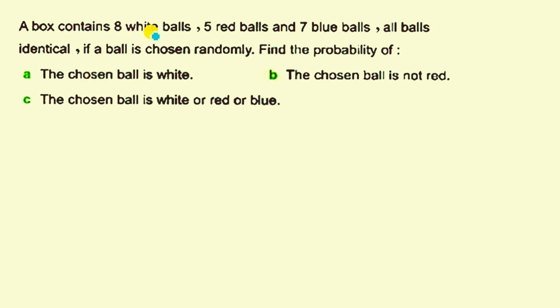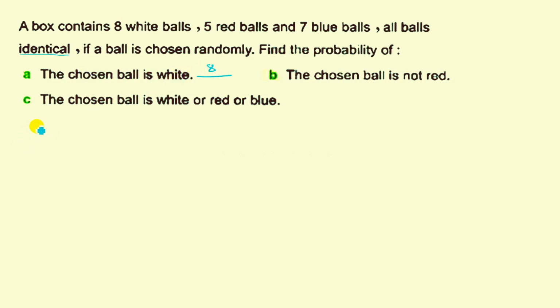A box contains 8 white balls, 5 red balls and 7 blue balls. All balls are identical, يعني كلهم ايه؟ متماثلين. If a ball is chosen randomly, find the probability of the chosen ball is white. يبقى number of white, how many white balls؟ 8 over total.